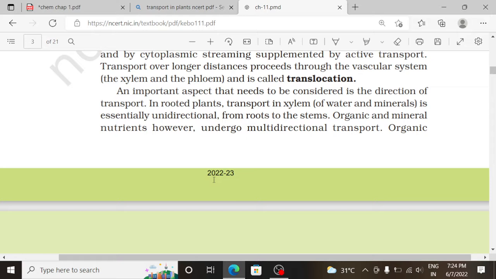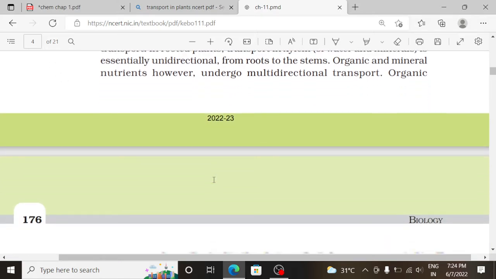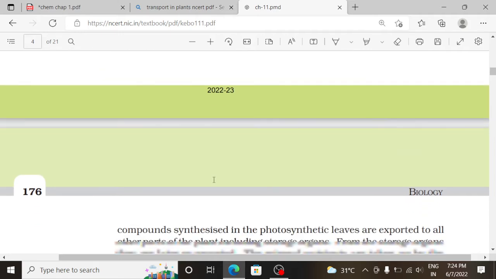An important aspect that needs to be considered is the direction of the transport. In rooted plants, transport in xylem of water and minerals is essentially unidirectional, from roots to the stems. Organic and mineral nutrients, however, undergo multidirectional transport.